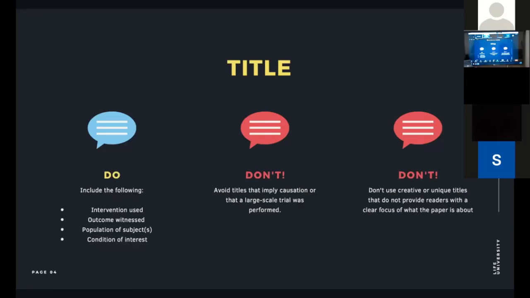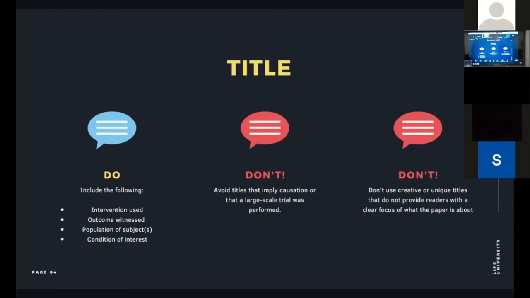The population of the subject is important to enter in as well. This could be something as simple as homeschooled students or males in their 40s, something just outlining who the population actually was. And then obviously the condition. We want to know what it is we were even looking at in the first place.